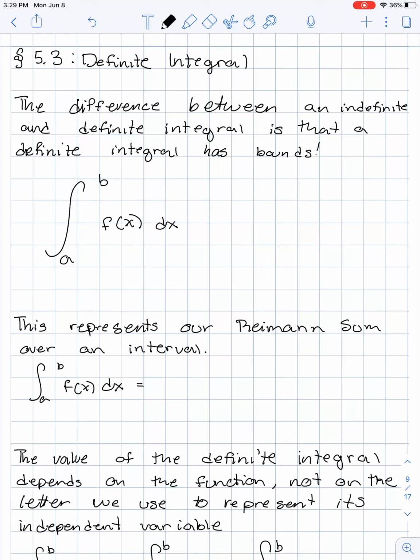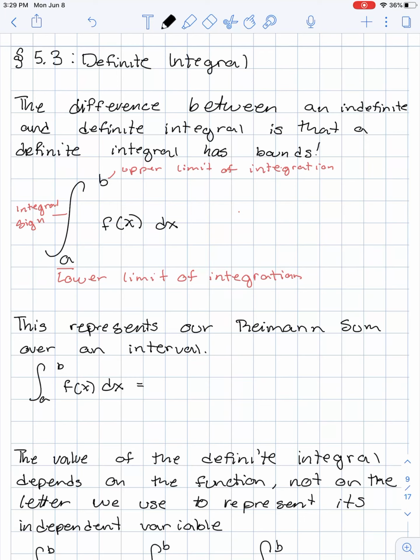So we saw in 4.8 the indefinite integral, and now we're moving on to definite. The main difference between indefinite and definite is that the definite integral has bounds on it. So we can see that we have a, which we're going to call the lower limit of integration, we have the integral sign, and b, which is the upper limit of integration.